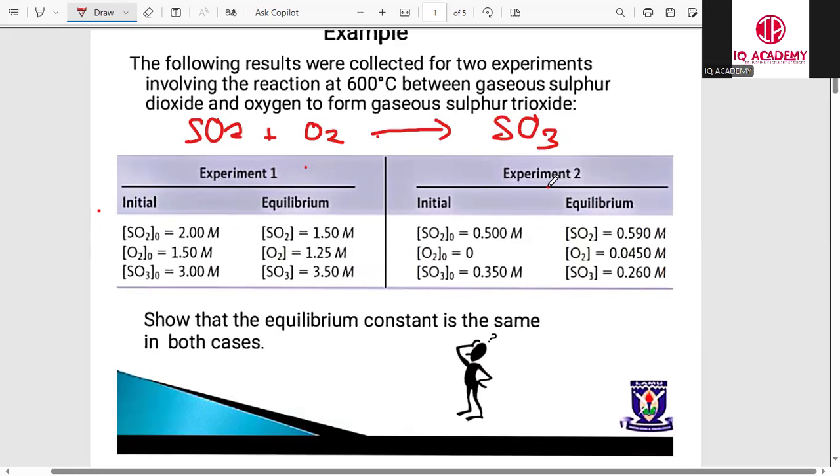So they conducted two experiments. Okay, the first one was this, and then the other one was this guy here. Okay, and then we have concentrations here. So we have initial concentrations and then equilibrium concentrations. Even for experiment 2, we also have initial concentrations and then equilibrium concentrations. Okay, so now the question is, they're saying show that the equilibrium constant is the same in both cases.